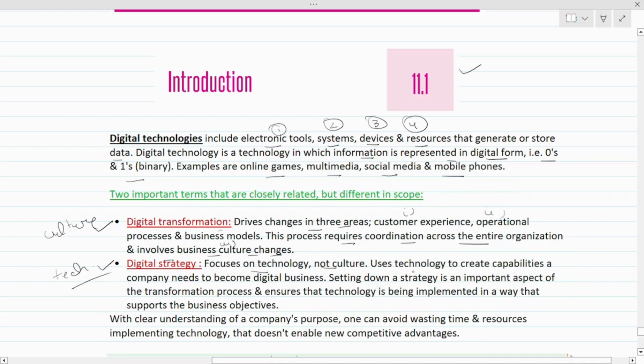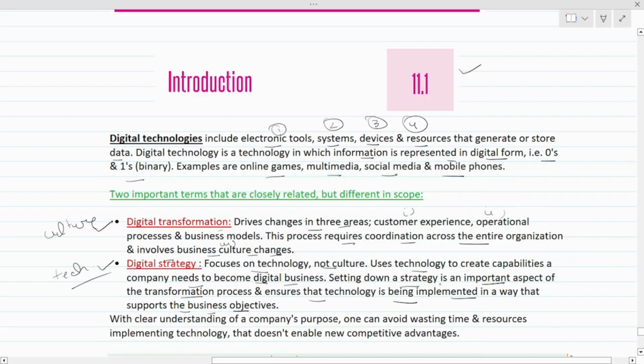It basically uses technology to create capabilities a company needs to become a digital business. So it talks about the capabilities, how technology can bring a radical change in the digital business of an organization. Setting down a strategy is an important aspect of the transformation process and ensures the technology is being implemented in a way that supports the business objectives. So they are very correlated to each other. But you need to understand that transformation talks about the culture, whereas the strategy talks about the technical aspect of it, or the technology part of it.